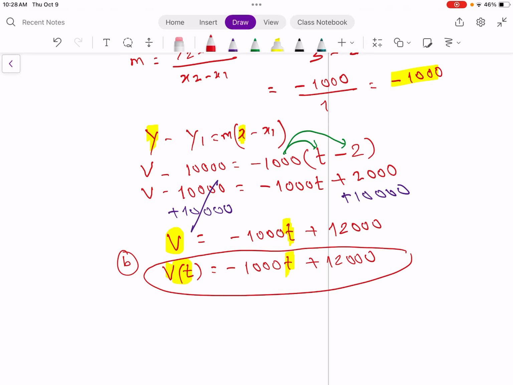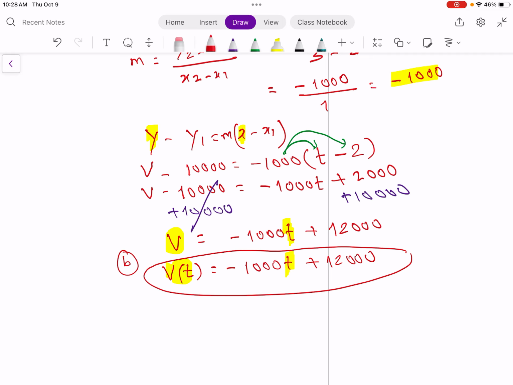Any question? Now in part C, we are asked to use this function to find the original purchase price of a printer. Now we have two variables. V is the value of the printer, and T is the number of years after its purchase, the number of years of use of the printer. Now if we are asked to find its original purchase price, what will be T?